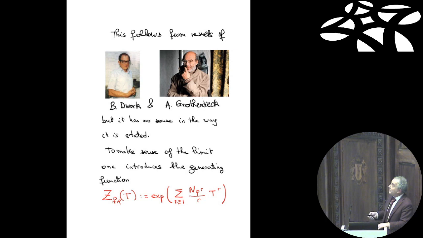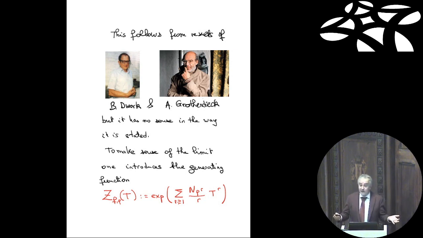So it's a combination of results of Bernard Dwork, who was an American mathematician, but who was very close to Italy. He was for several years professor in Padova. And Alexander Grothendieck. But of course, it has no sense in the way it is taught. And to give meaning to this statement, we first do as you saw in Yves' lecture. I mean, like Euler used to proceed.